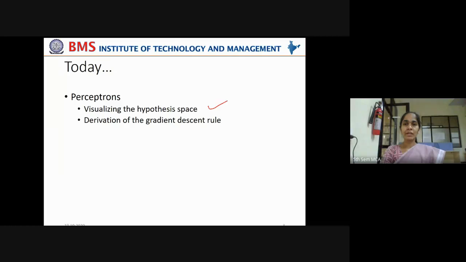Now let us see, though I have given an introduction to this, visualizing the hypothesis space. I'll repeat that once again for you so that it will be very clear. You should be very clear about the terminology I use there. Okay, so if you have any doubt or you didn't understand a particular term, ask me. I'll go very slowly. And then we'll see the derivation of the gradient descent rule.